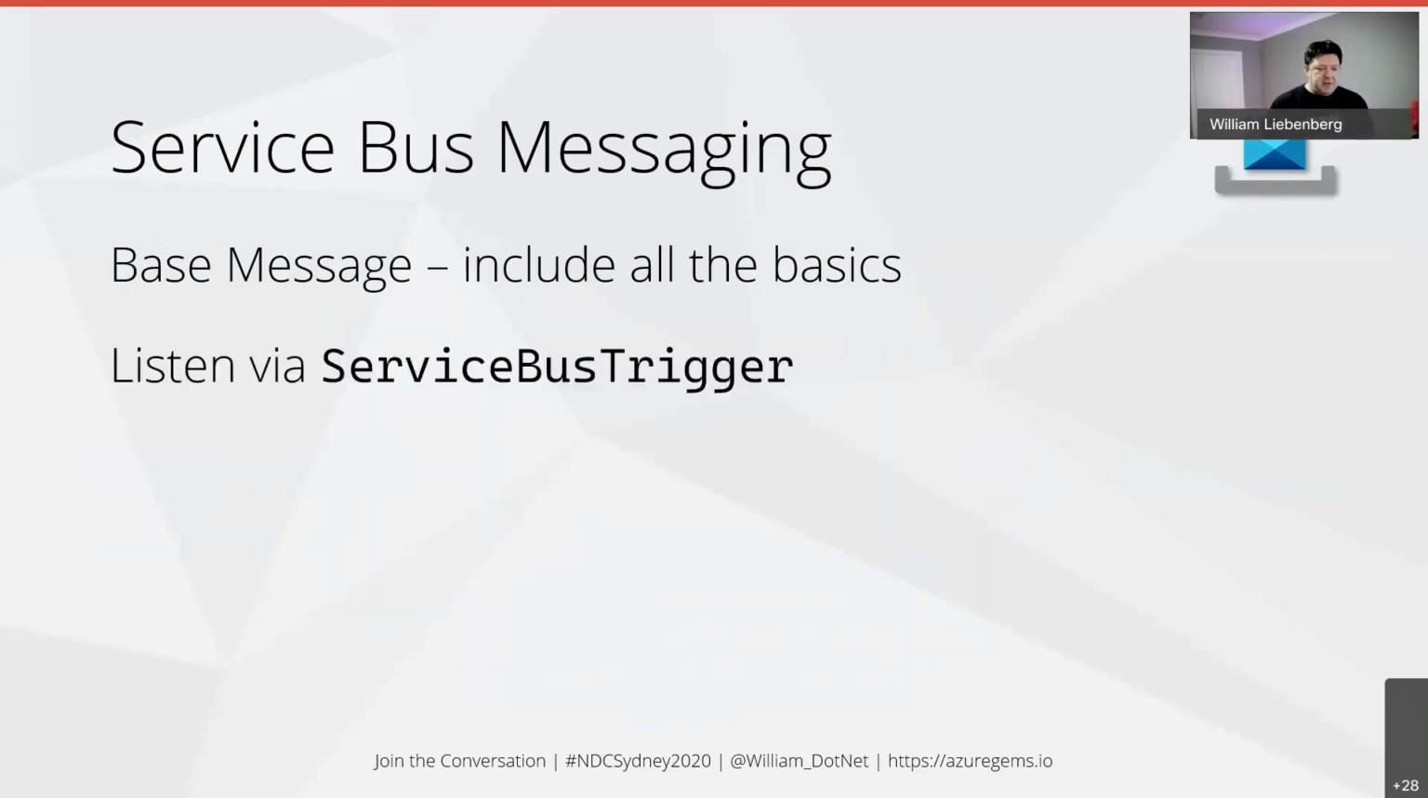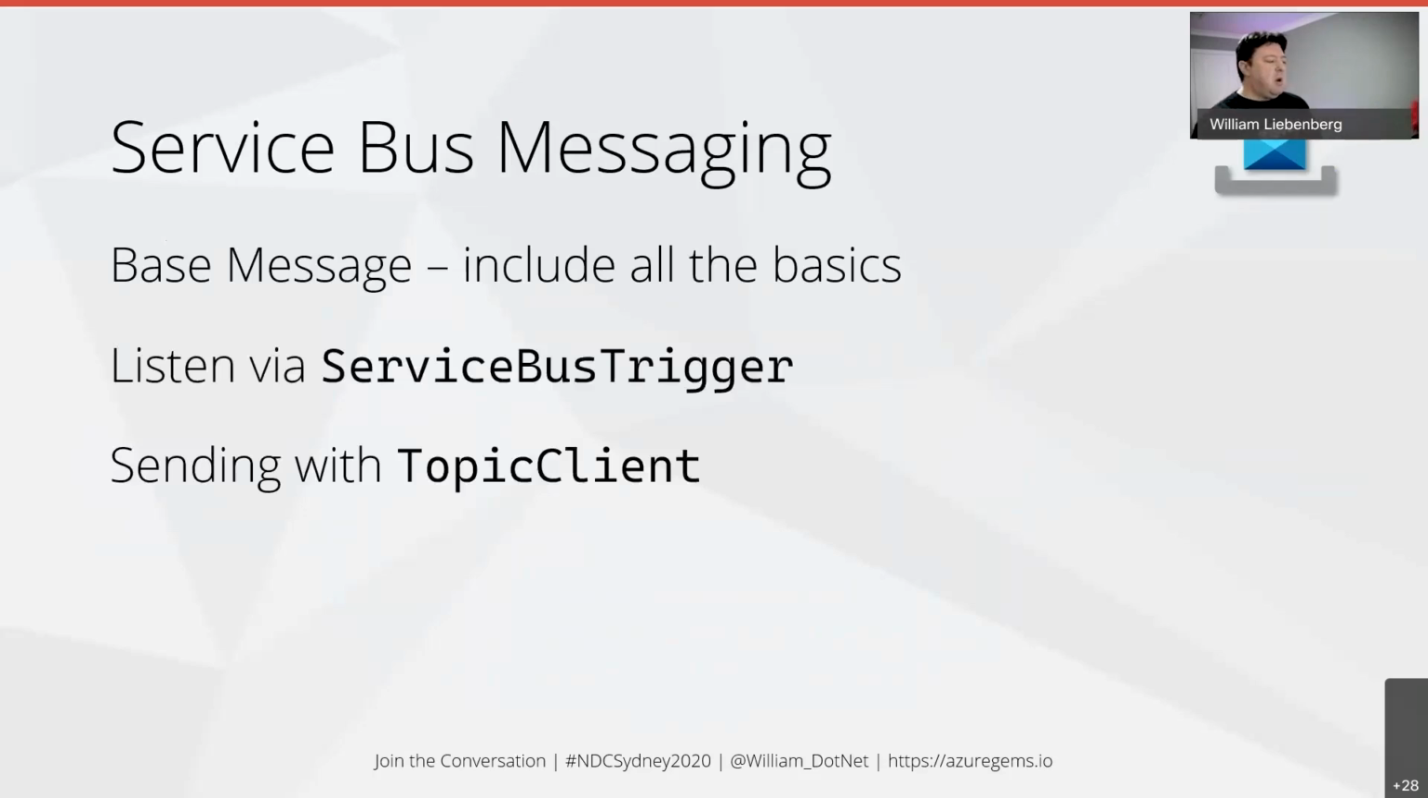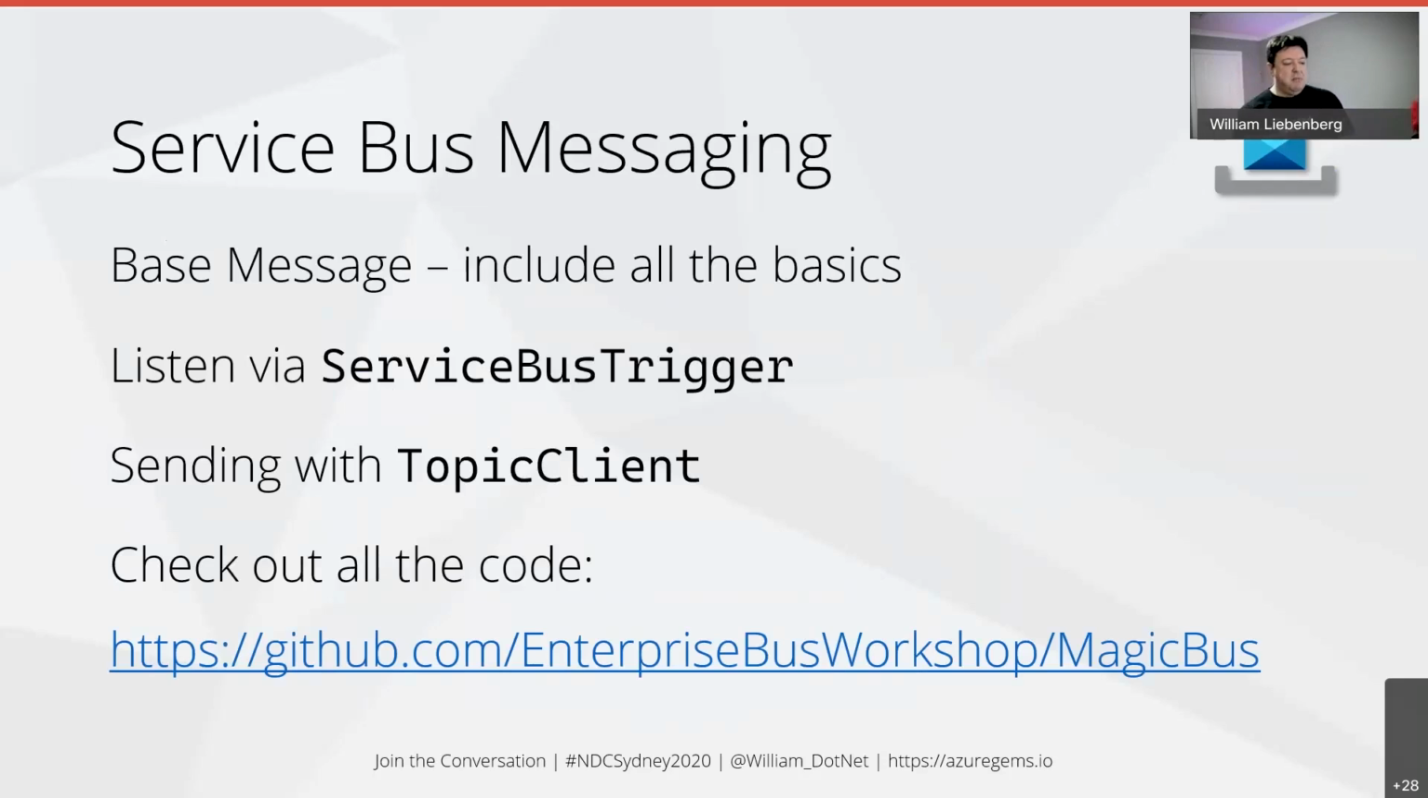So in the Azure Functions, we use the service bus trigger to listen for incoming messages on a particular topic, or a queue, even if you want to use that. And to send messages, we can use the topic client. Now you can also use the service bus output binding, but I find using the topic client deeper inside the application usually is a bit more convenient.